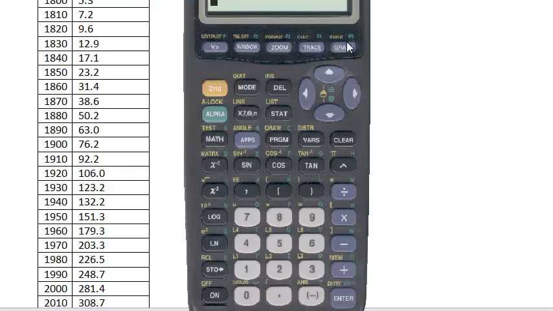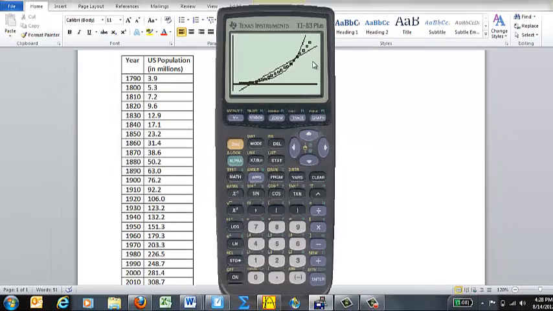And again, if you look at the model, you can see that the exponential model is going to probably overestimate the population because it's gotten very steep, even steeper than the data.